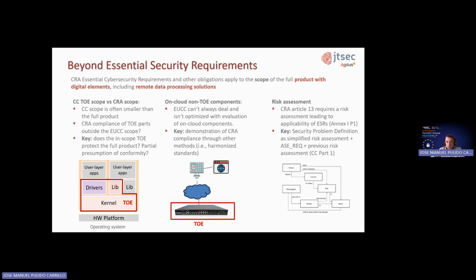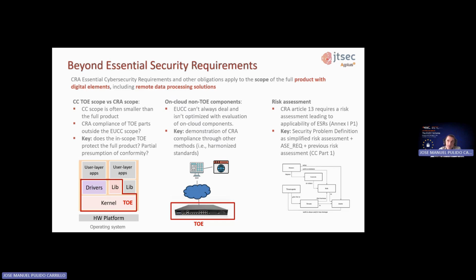Beyond the compliance with the requirements themselves, the study also explores other key aspects important for the concept of compliance or presumption of compliance. Some of them are related to the scope of the assessment. In CRA, the requirements apply to the full product placed on the market by the manufacturer, while in Common Criteria, it's quite frequent to define smaller scopes that don't include the full product for many reasons, to limit the attack surface, to make the certification more cost effective, etc.